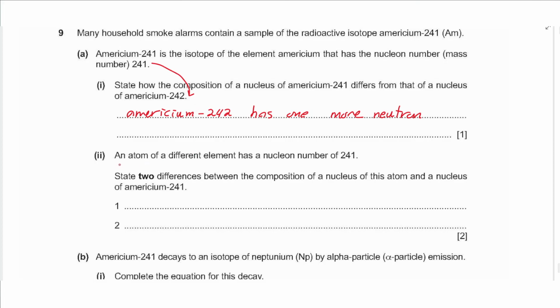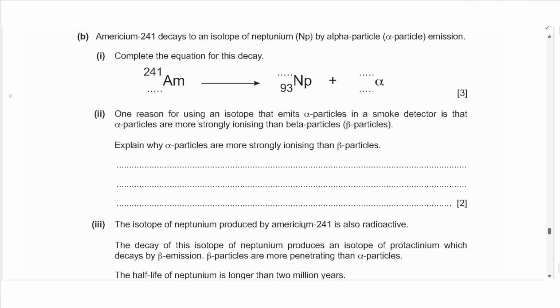Part (i) says an atom of a different element has a nucleon number of 241 also. State two differences between the composition of a nucleus of this atom and the nucleus of americium-241. So since it is a different element, we have a different proton number. But since the number of protons is different and we have the same nucleon number, which is the sum of neutrons and protons, we also have a different neutron number, or a different number of neutrons.